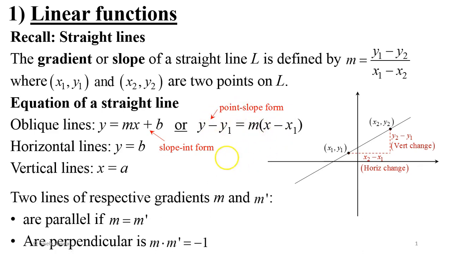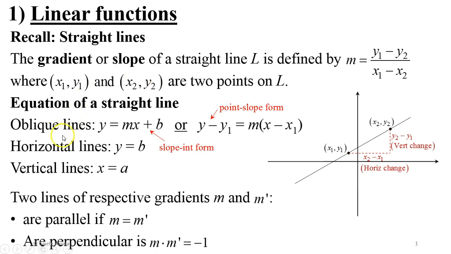For example, here I decided to choose the point x1, y1. So it's y minus y1 equals m into x minus x1. So what we would do here is replace the slope by its value, and x1 and y1 by their values, and that leaves you with the equation of a straight line in terms of y and x.